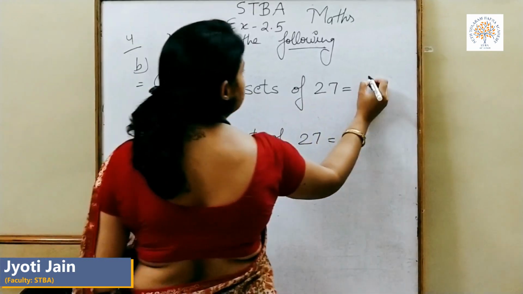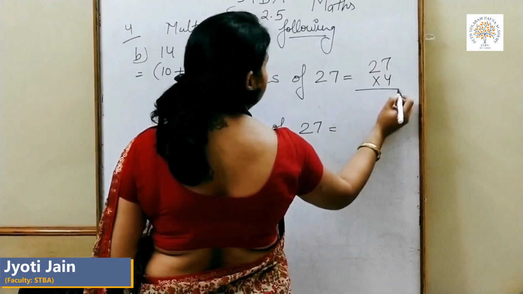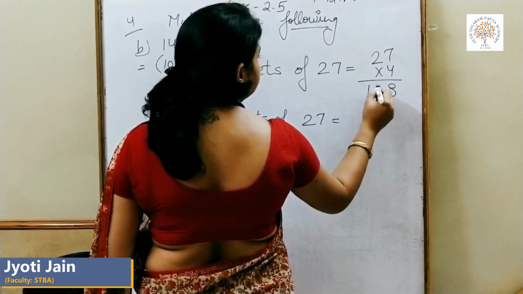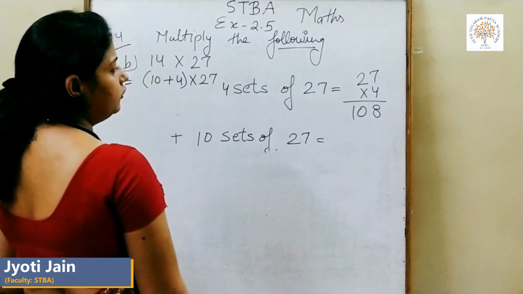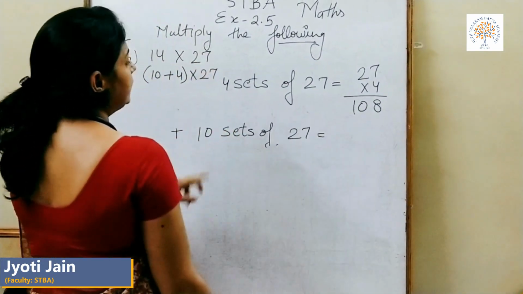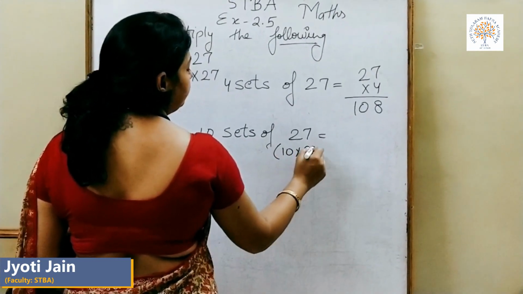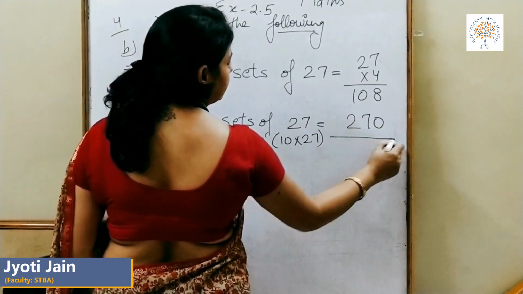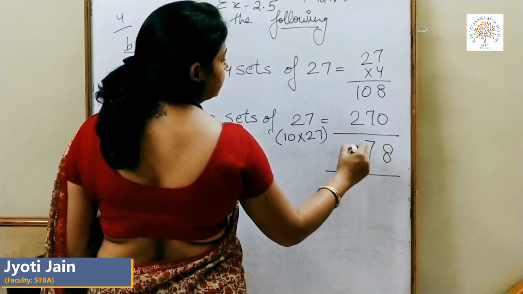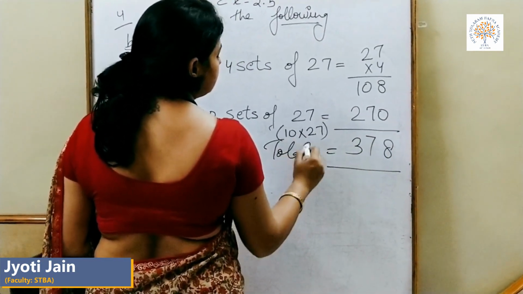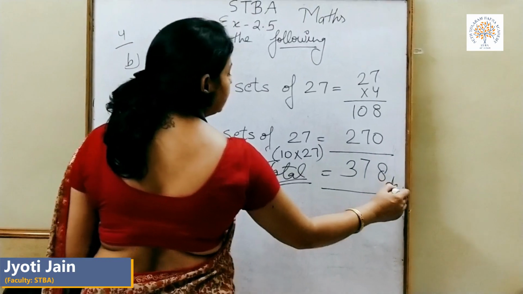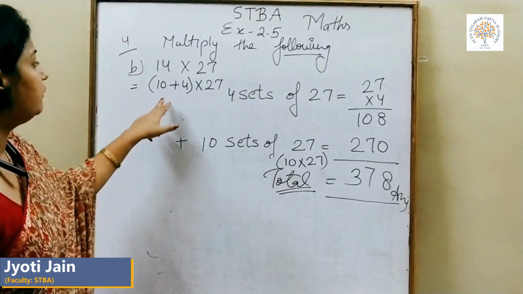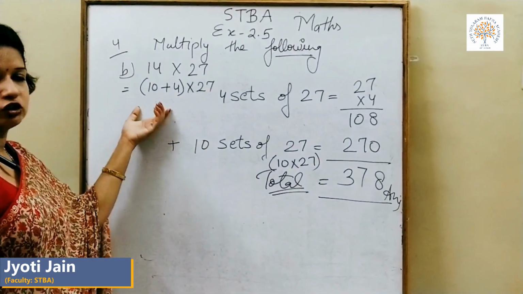So 4 sets of 27, 27 multiplied by 4. 7 4s are 28. 4 2s are 8 plus 2 is 10. So 27 into 4, we will get 108, and 10 into 27, when we multiply 10 by 27, we will get 270. Add them. 8 as it is, 7 as it is, 3. So here is the total number. When we multiply 14 into 27, we will get 378. Again we are using here distributive law of multiplication over addition.